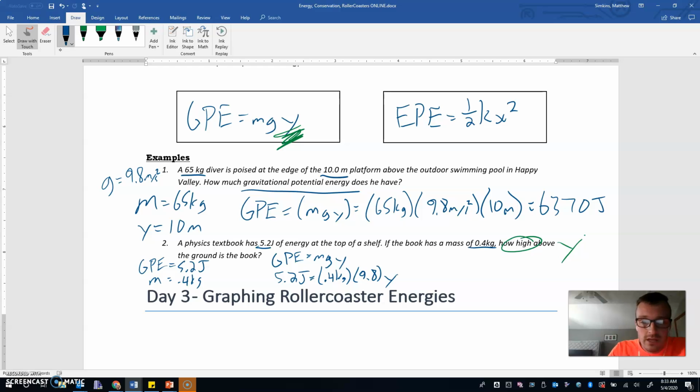1/2 mv squared. So for this one, you would have to multiply these two things together. Let me use the highlighter here. You have to multiply these two things together. And if you do that, you would get 5.2.